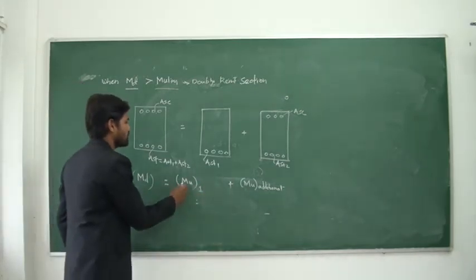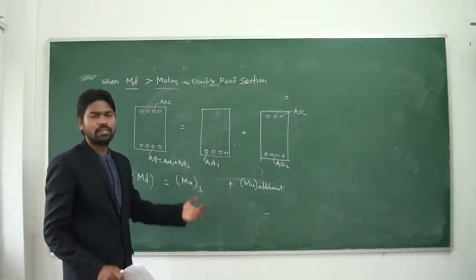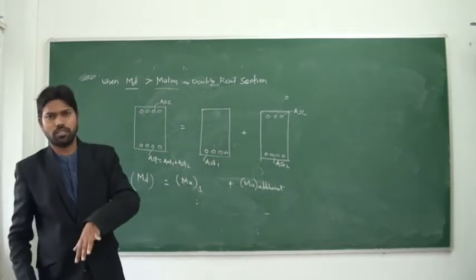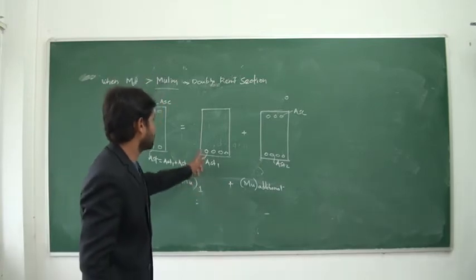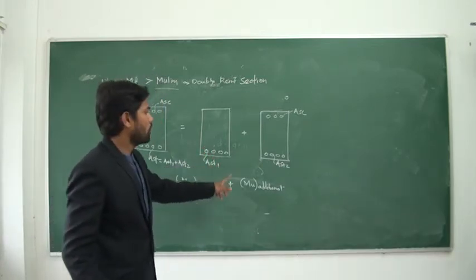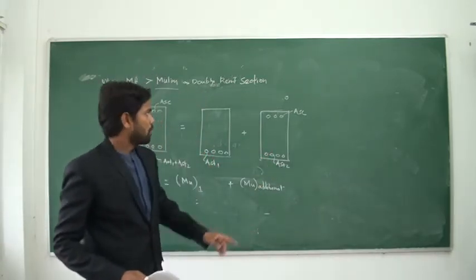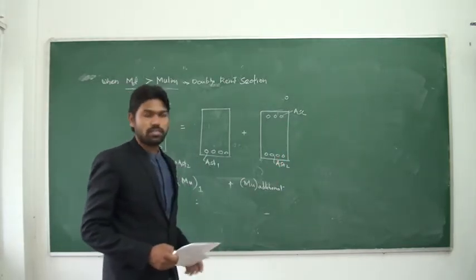Now this Mu1 is the moment of resistance offered by this section. It is calculated as a single reinforced section. What is the procedure for a single reinforced section? The same procedure we will follow for this particular case. But how will you calculate this Mu additional? By taking the values of ASC and AST.